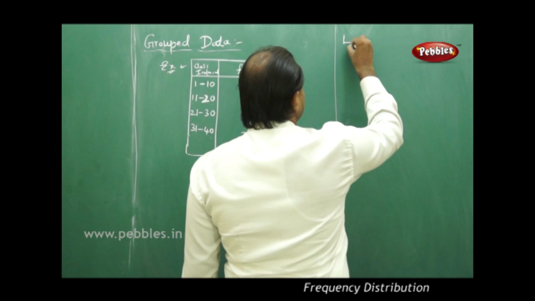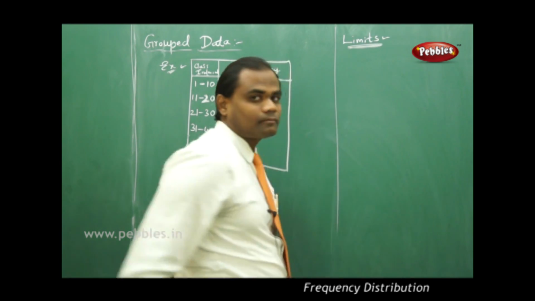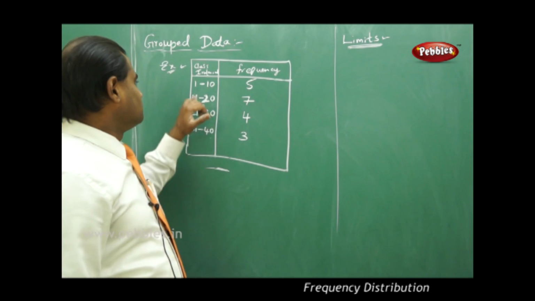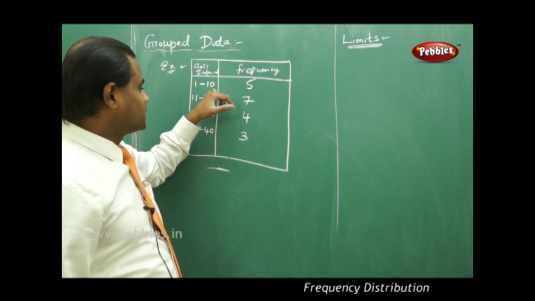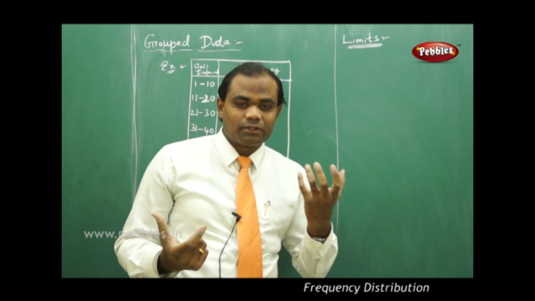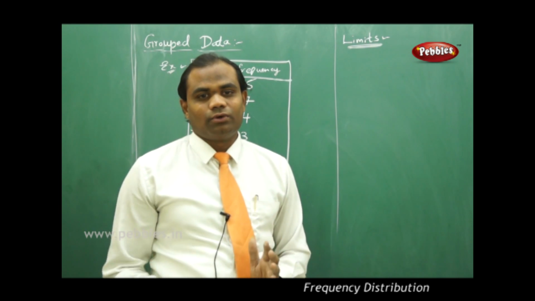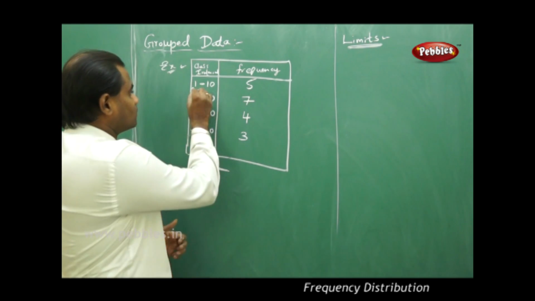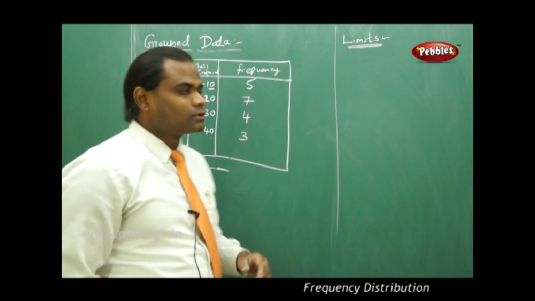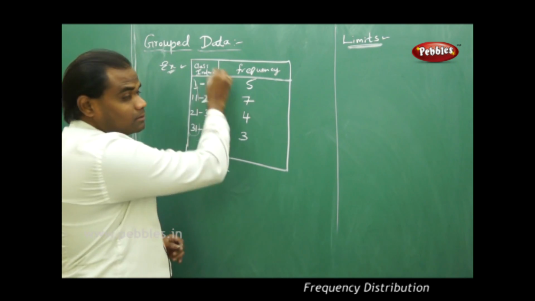So let's come to finding the limits for the same problem. Considering the similar example here, my first class interval starts with 1 and ends with 10. That means the limit of the first group starts with roll number 1 and ends with 10. So my limit is from 1 to 10. Usually my lower limit is the value on the left and my upper limit is the value on the right. So all these count as lower limits and all these count as upper limits.